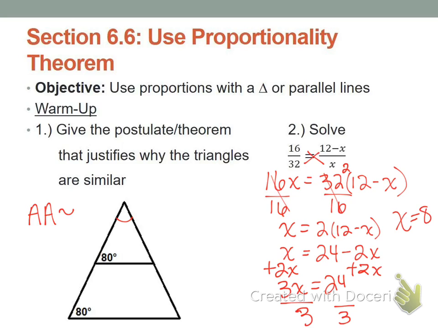We all get x equals 8? If we didn't, do we have questions? If you distributed the 32 and then ended up combining like terms and dividing by a bigger number later, that's fine. But no matter how you did it, you should have gotten x equals 8. Could you also simplify before you did the cross multiply? Yeah, you could have simplified the fraction 16 over 32 before you even cross multiplied. That's another option. Questions, concerns about warm-up number 2?